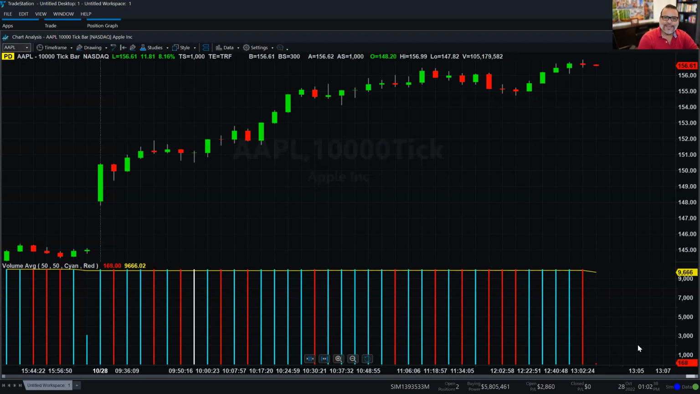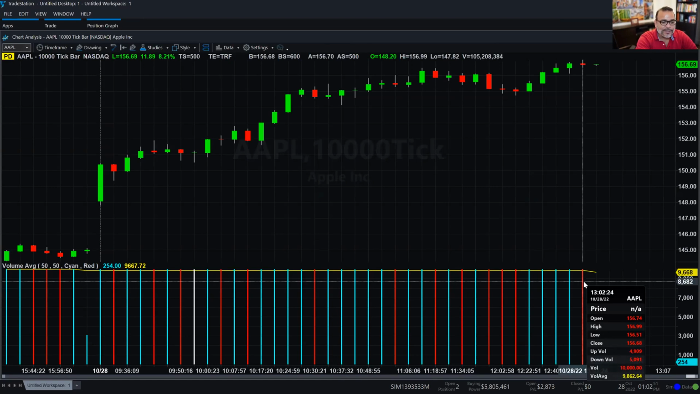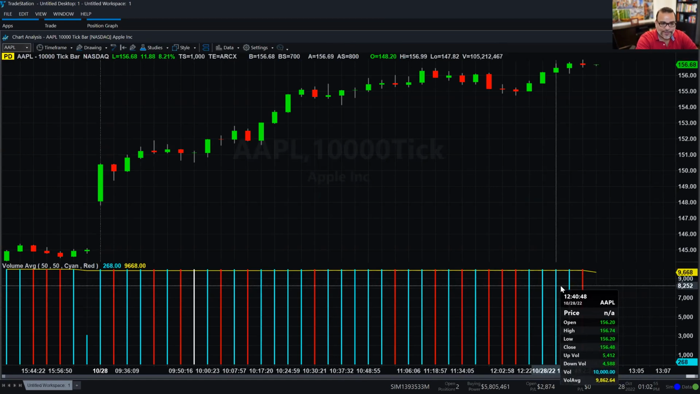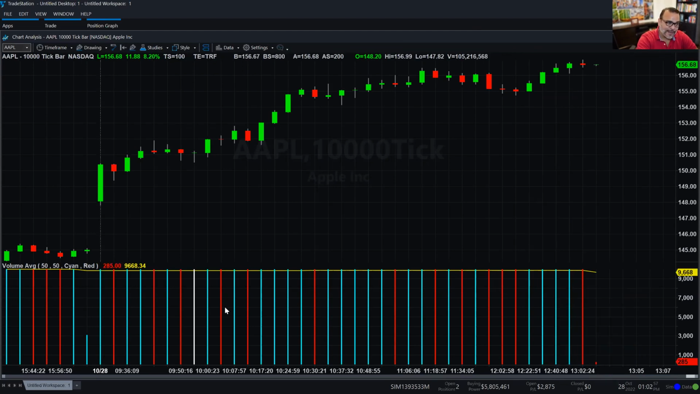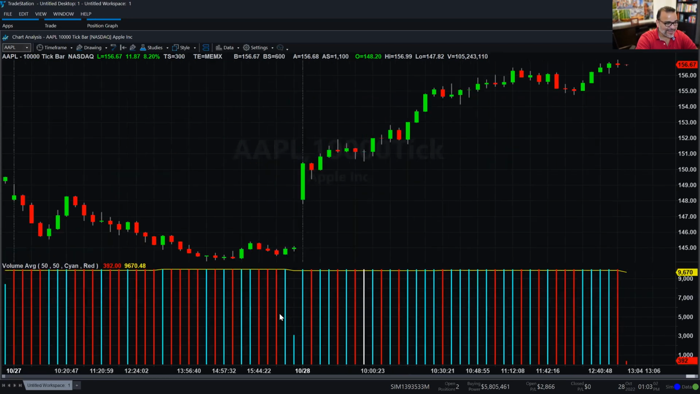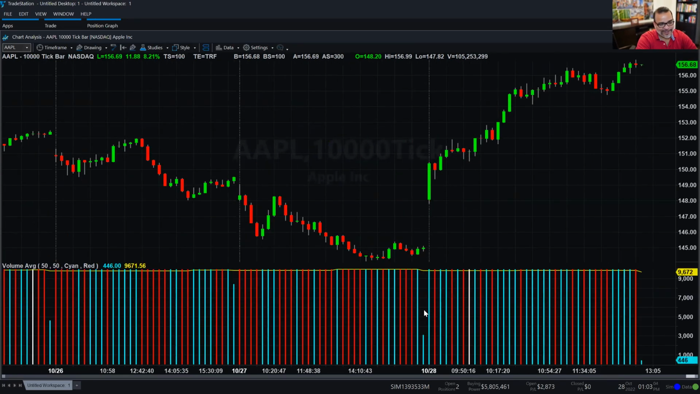If this is counting 10,000, why is the average not 10,000? Why is it 9,667? If every bar is 10,000, let me just check here. So you can see the volume right there at the bottom, 10,000, 10,000, 10,000. They're all 10,000 except for this one right here, the end of the session. Right here, the end of the session.